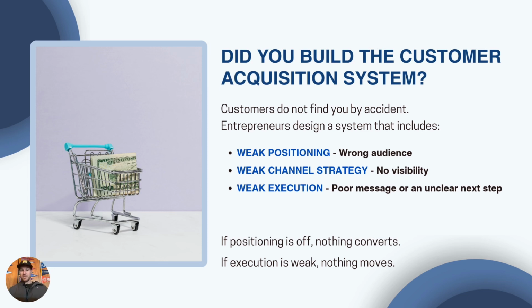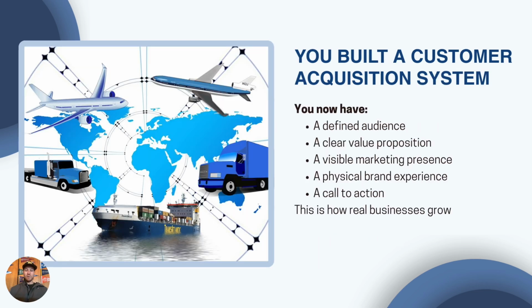And with this piece here, they need to start thinking about a design system that includes weak positioning, weak channel strategy, and weak execution, and how they can remedy all of those pieces. If positioning is off, nothing converts, and if execution is weak, nothing is going to move. You built a customer acquisition system by the end of this unit right here. You now have a defined audience, a clear value proposition, a visible marketing presence, a physical brand presence, as well as a call to action.